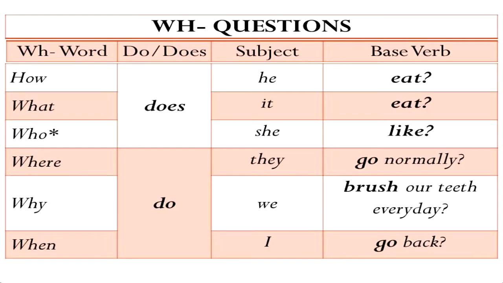How does he, it, or she. For singular subjects, we use does and we use the base verb. For plural subjects, we use do and we use the base verb. But before these auxiliary verbs, you have to use the WH word. So let's look at the example. How does he eat? What does it eat? Who does she like?